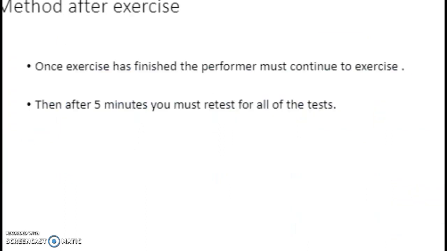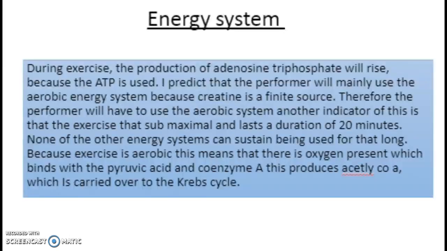Here is our method after exercise. Once exercise is finished, the performer must continue to exercise. Then after 5 minutes, you must retest for all of the tests.